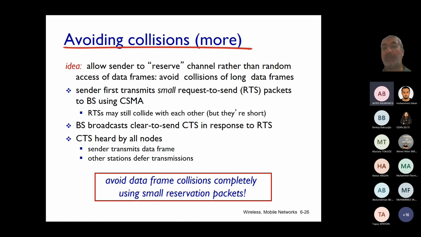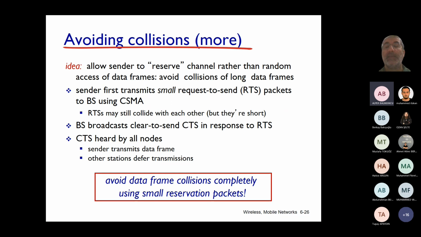The base station or the access point receives this RTS and sends a response called clear to send, CTS, in response to the RTS packet. And this CTS packet is heard by all the nodes. The sender then transmits its data frame, while other stations defer their transmission. So that's simply how it works, if you want to summarize.